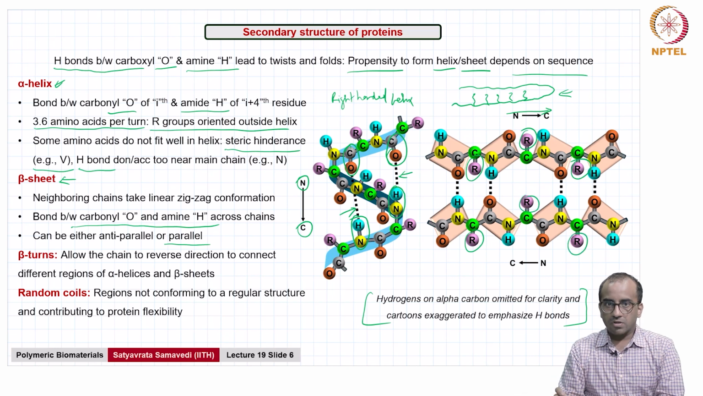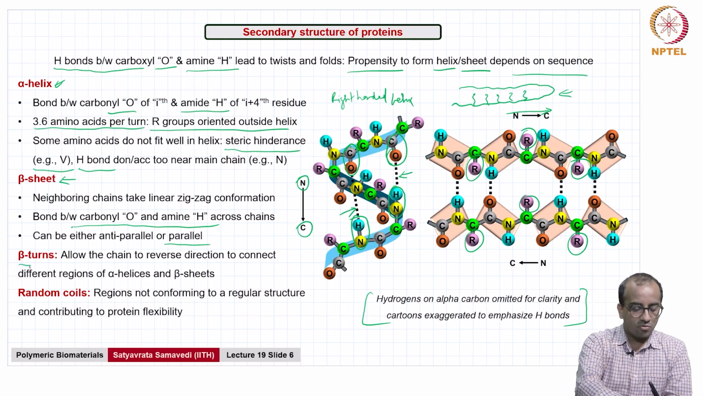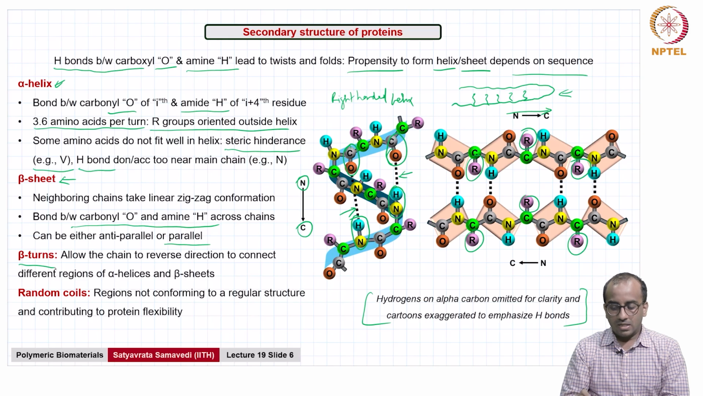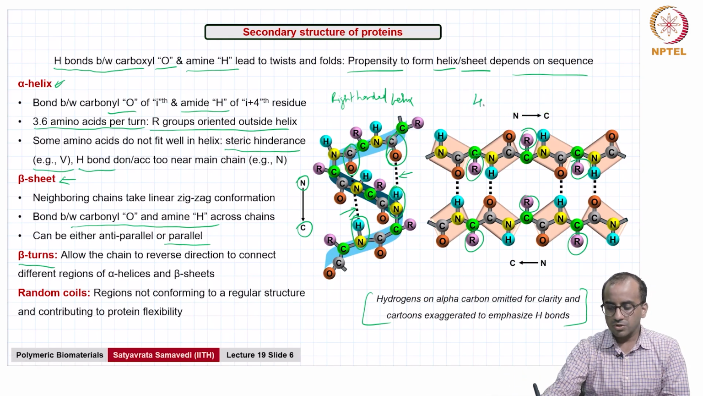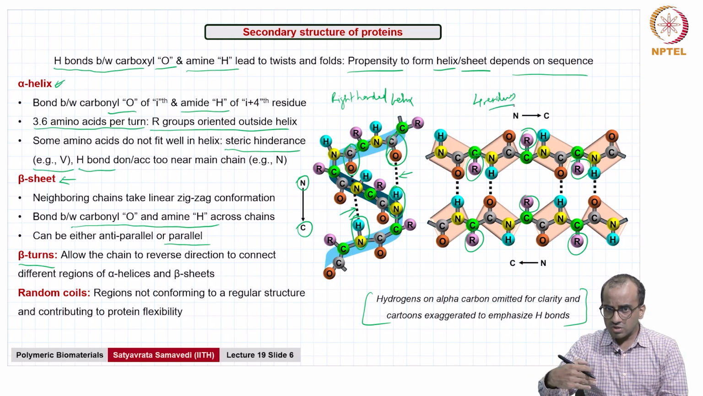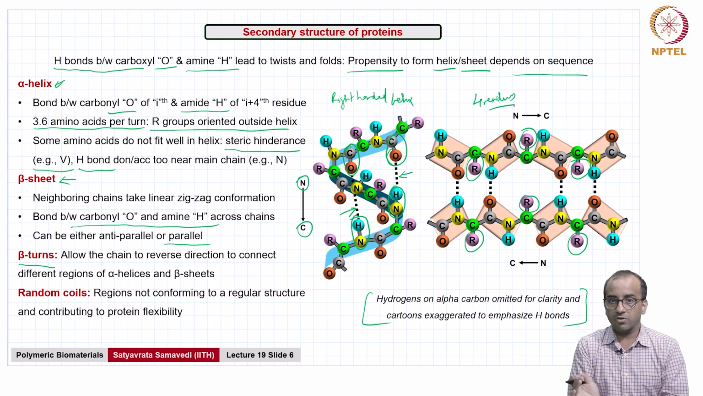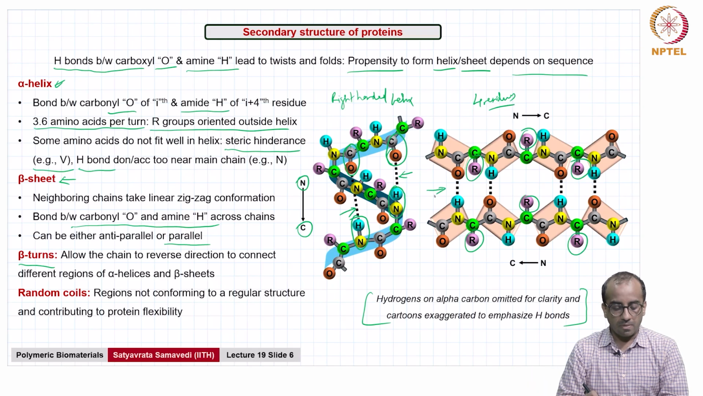Now, one way for the protein to make these turns is through what are called beta turns. These are short amino acid sequences, 4 residues, that allow the protein chain to make hairpin like bends and almost turn 180 degrees if you will, to fold back such that these hydrogen bonds are possible.